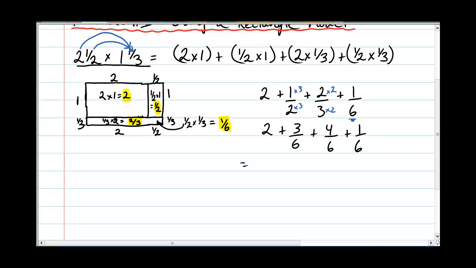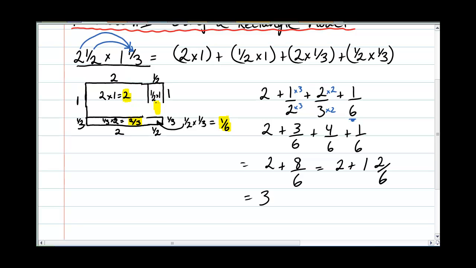Which equals 2 plus 3 plus 4 is 7, plus 1 is 8. So 8/6. So this is an improper fraction here. So I know 6 will go into 8 once, right? So that equals 2 plus 1, plus 2 6ths, because that's what I have left over.